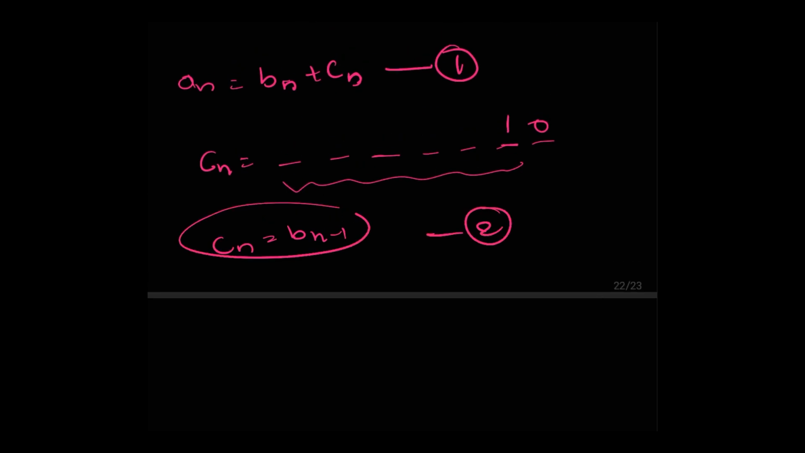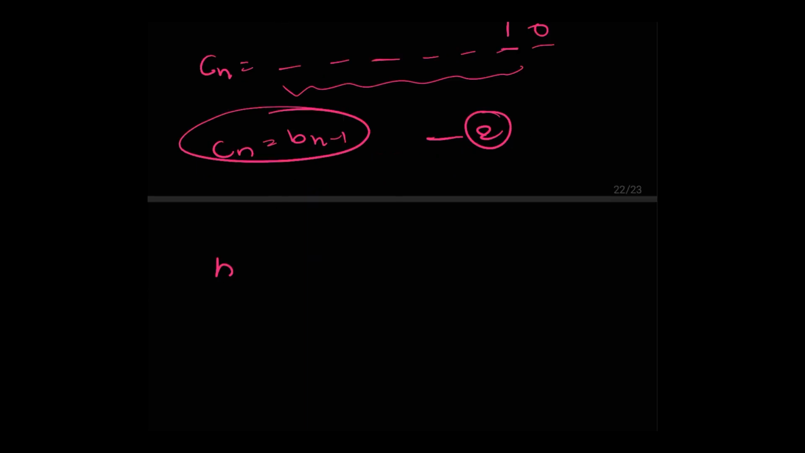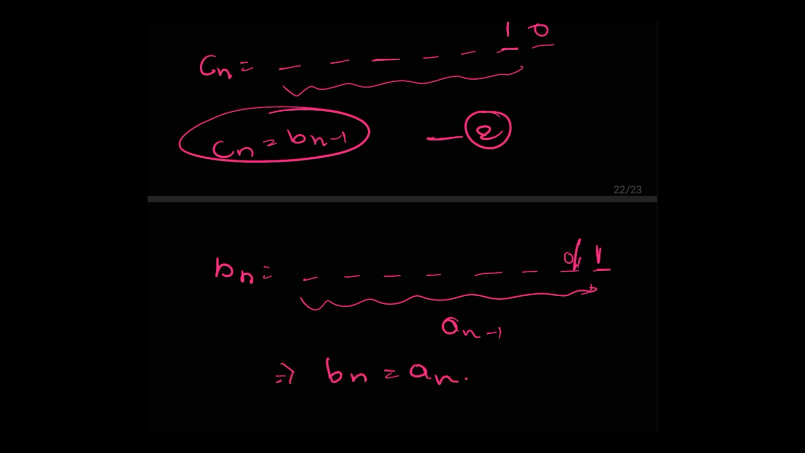Let's take this as equation number 2. And for the third equation, similarly, if we take bn, then all digits are such that no two zeros are together, with the last digit as 1. Therefore, we can take the whole n minus 1 digits as an minus 1, since the last digit can be 0 or 1 and no two zeros are together. Therefore, we can write bn as an minus 1. This will be the third equation.